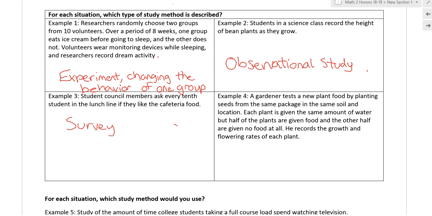Okay. And then example 4, the gardener tests a new plant food by planting seeds from the same package in the same soil and location. Each plant is given the same amount of water, but half the plants are given food and the other half are given no food at all. He records the growth and flowering rates of each plant. And this one is also an experiment because, right, I have one group doing one thing and I'm changing something about the other group. I'm manipulating those factors on them.